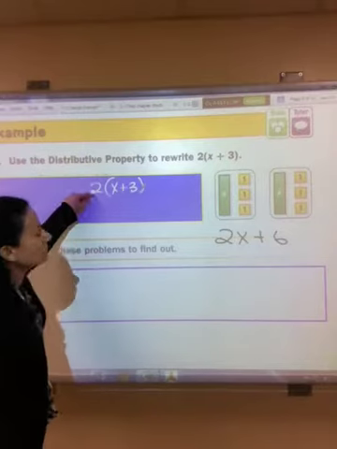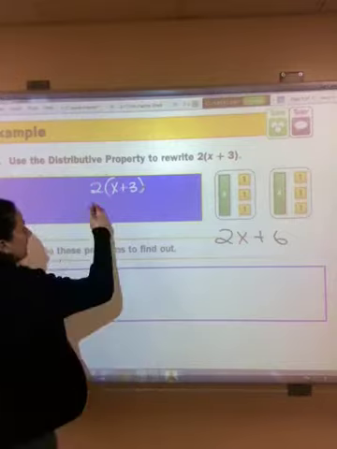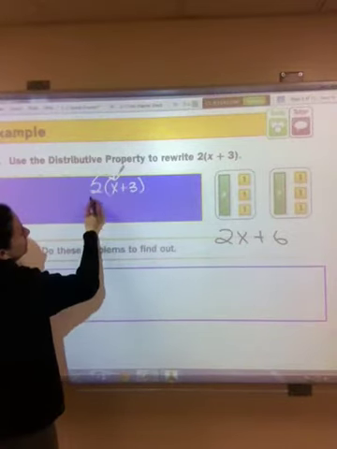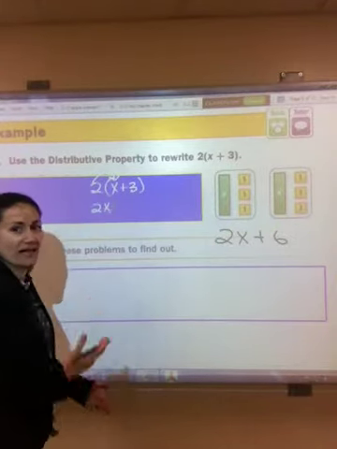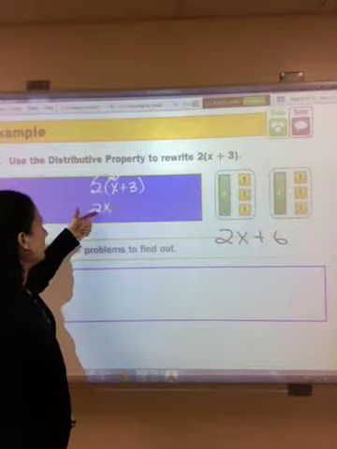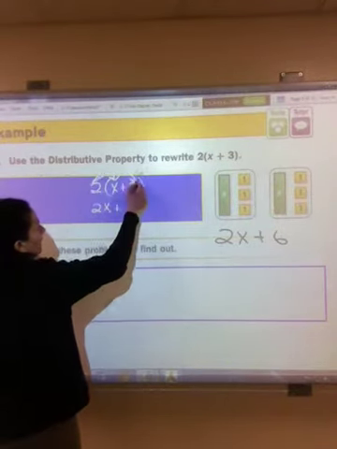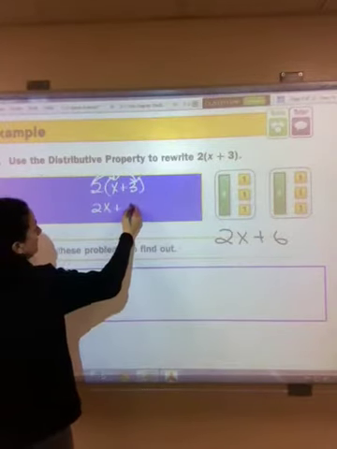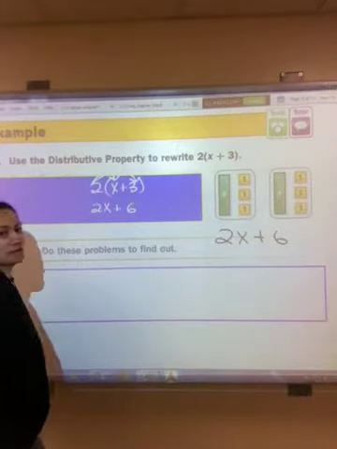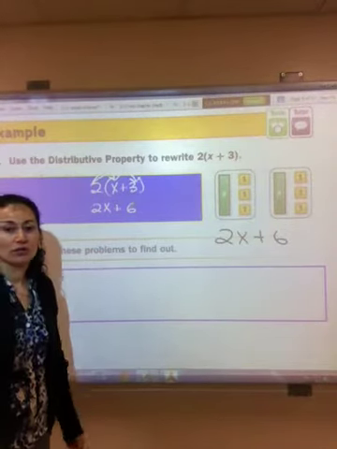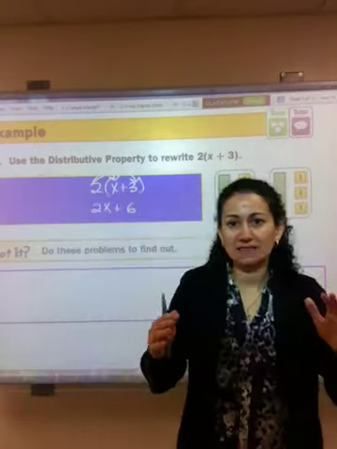So I'm simply going to multiply the number outside the parentheses by everything inside. I like to use little arrows to show what I'm doing. 2 times x, I simply keep that as 2x. I don't know what x is, so 2 times x, I just have to write that as 2x. Now I bring down the plus sign, and 2 times 3 is 6. So 2 times x plus 3 is 2x plus 6. Very simple. All you do is multiply the number on the outside by every little part on the inside of the parentheses.